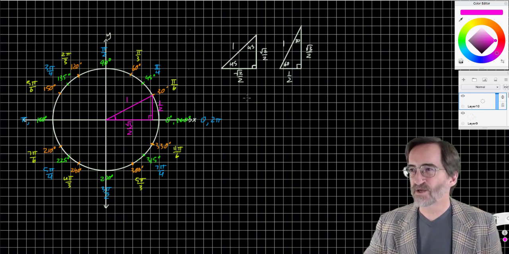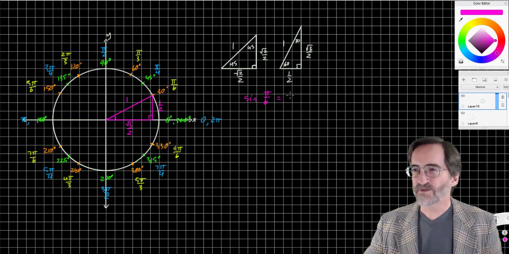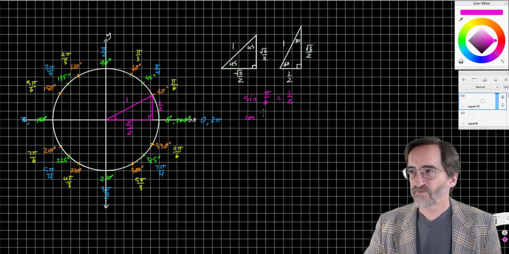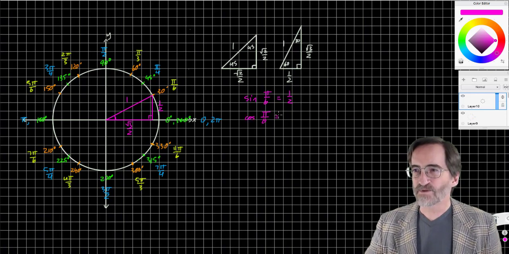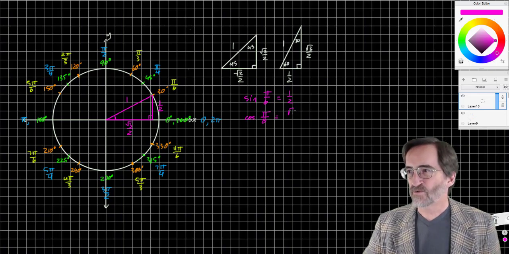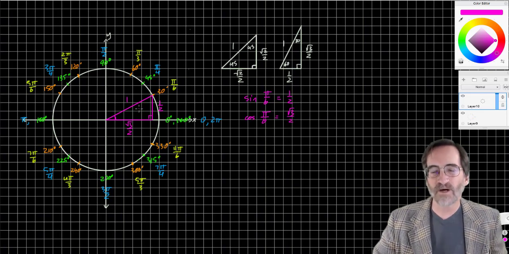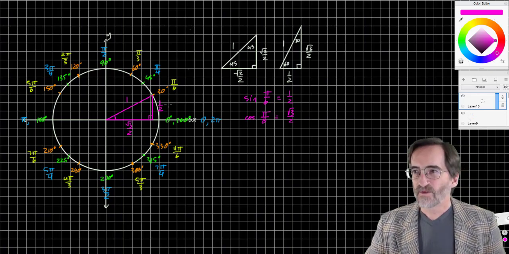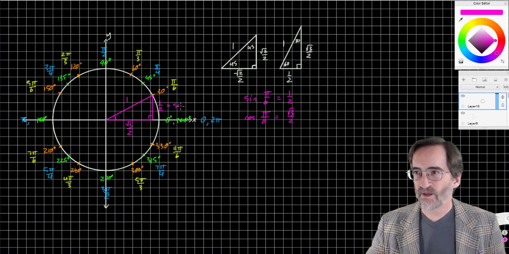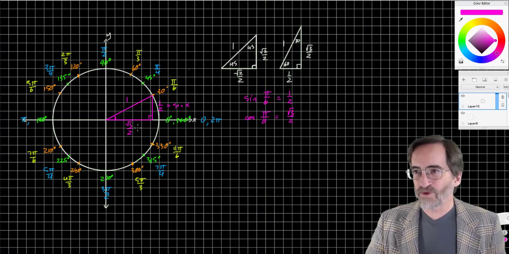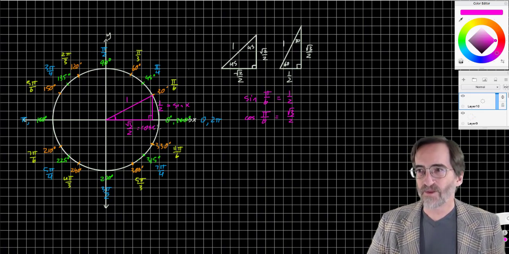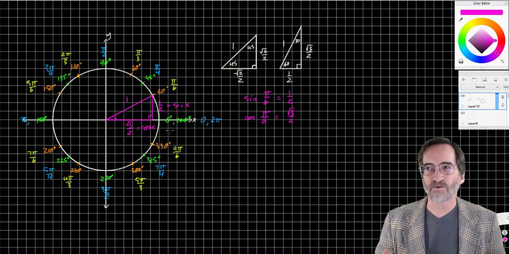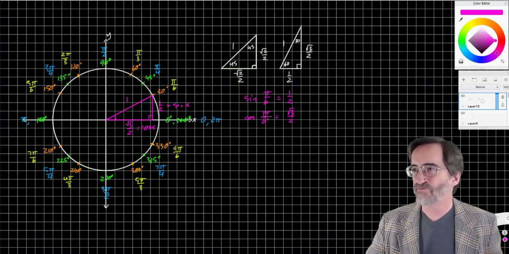So think sine, cosine, and tangent, SOHCAHTOA. Sine of pi over 6 equals opposite over hypotenuse, 1/2. Cosine pi over 6 equals adjacent over hypotenuse, root 3 over 2. And notice, by the way, because the hypotenuse is 1, it turns out that the height of your triangle is sine x, and the width of your triangle is cosine x. And that's good to remember. The width of your triangle is cosine x. The height of your triangle is sine x.